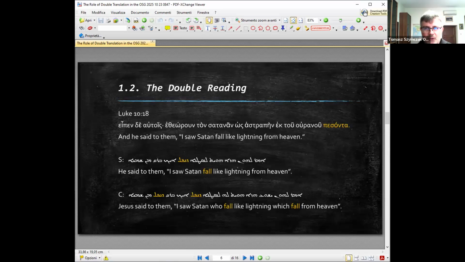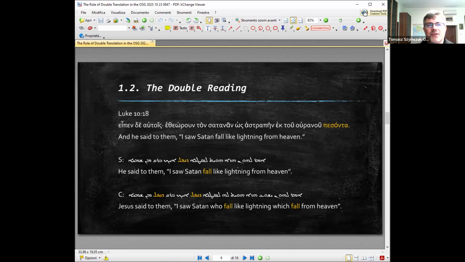It is very useful to distinguish double translation from what we might call a double reading, lectio duplex. The classical definition we can find in Emmanuel Tov, when he defines a doublet or lectio duplex, double reading, conflate reading, as a particular type of redundancy created by the combination of two or three different and sometimes synonymous readings, either in juxtaposition or in close proximity.